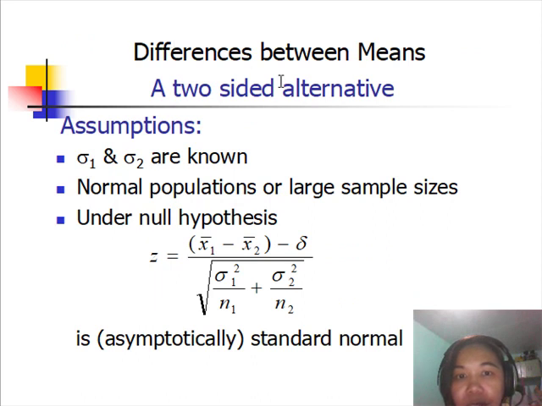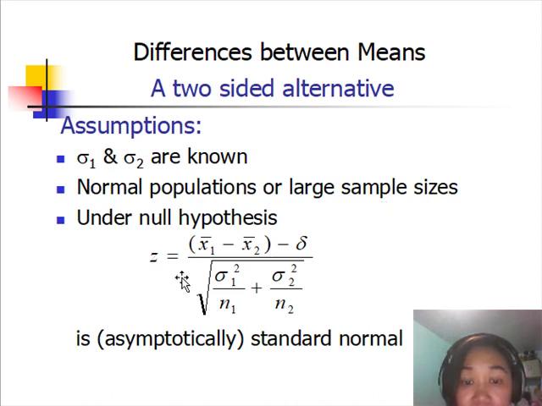Okay, so differences between means, a two-sided alternative. These are the assumptions. The population standard deviations are known. The populations follow a normal distribution, or the sample sizes are large. When do we say that the sample size is large? When it is greater than or equal to 30.